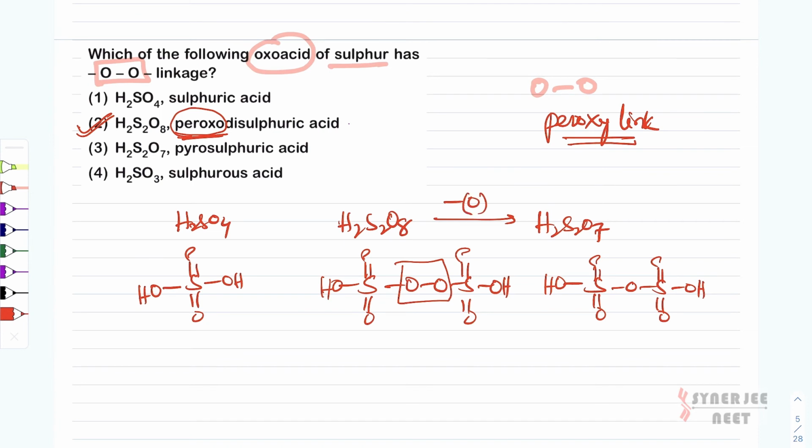And next, H2SO3, sulfurous acid. In sulfurous acid, just remove this oxygen. If you remove this oxygen, you will get H2SO3. So this is called sulfurous acid. So if you remove oxygen from peroxydisulfuric acid, you will get pyrosulfuric acid. If you remove oxygen from H2SO4, you will get H2SO3. As a shortcut, you can remember it like this. But anyway, the answer for this one is only the second one. Among these four, only one contains the peroxy link.